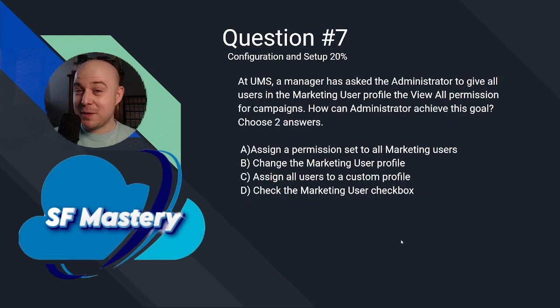Number 7, and make sure you read that. It's a good one to know. Question 7. At UMS, a manager has asked the administrator to give all users in the marketing user profile the view all permission for campaigns. How could an administrator achieve this goal? Choose 2 of the best answers.